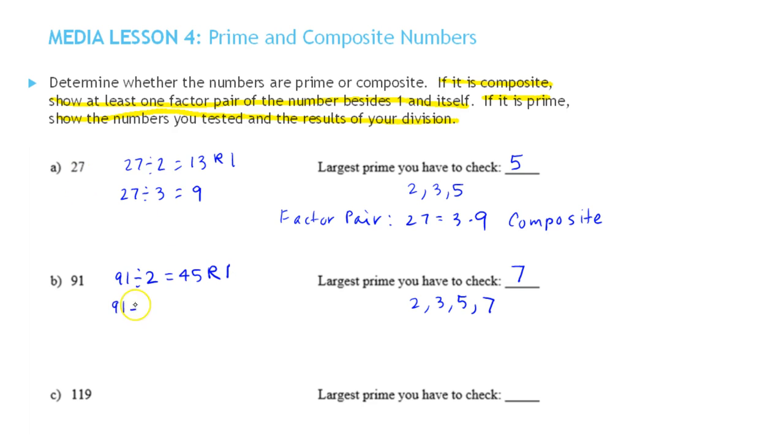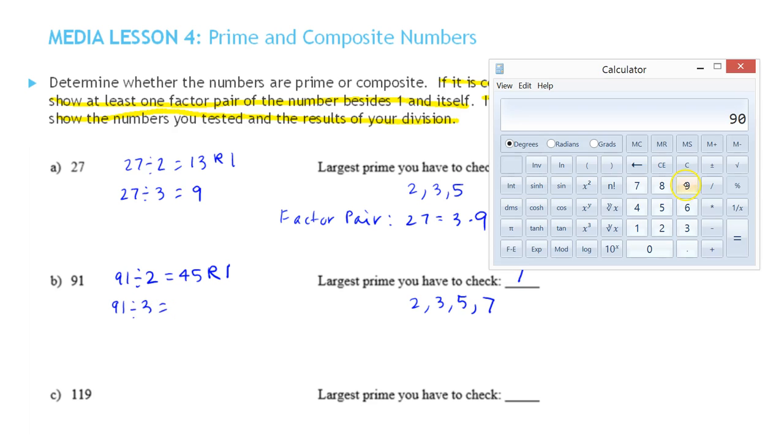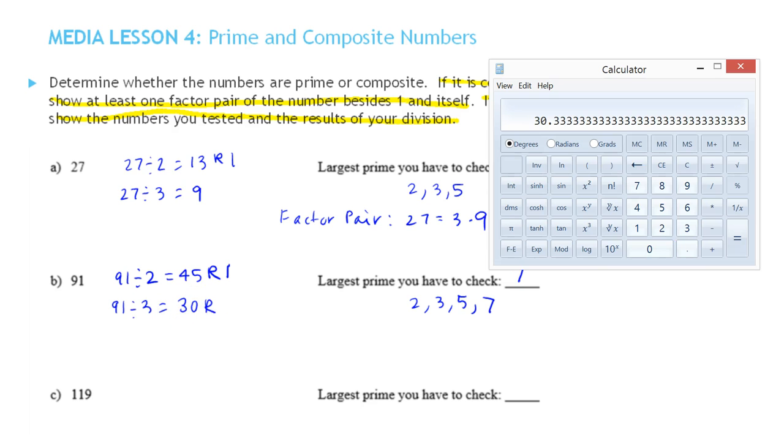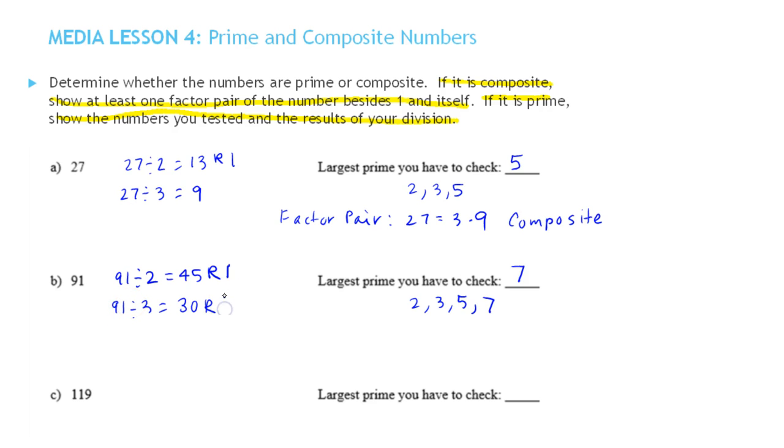Let's try dividing 91 by 3. 91 divided by 3 goes in 30 with some left over. Now let's see what that remainder is. Multiply 30 times 3 and we get 90. So the difference between 90 and 91 is 1. So this also has a remainder of 1. So we haven't found a factor pair yet.